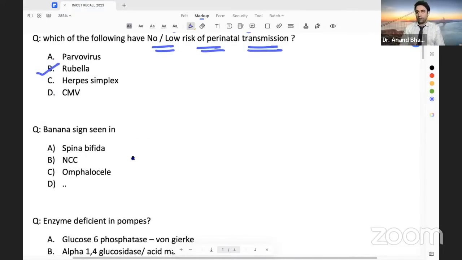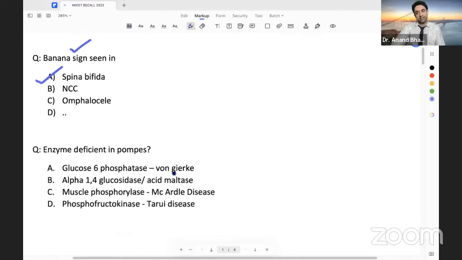Banana sign is a common question for radiology, for many other subjects also. Banana sign, as we all know, is seen in spina bifida. If the mother has not taken folic acid during pregnancy, the baby can have spina bifida. Banana sign and lemon sign, two signs are there. They are seen in various neural tube defects. So spina bifida is the best answer.